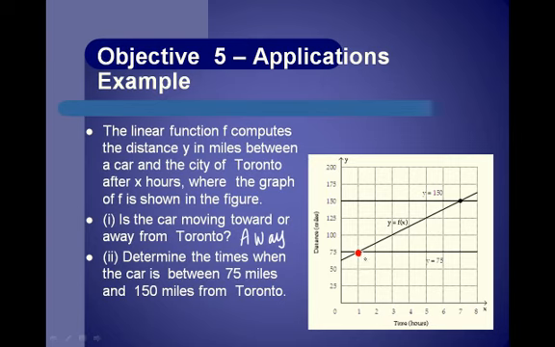Notice your distance here is 75. Your distance here is 150, so from time 1 hour to time 7 hours, the car is between 75 and 150 miles from Toronto. So we could write that as 1, 7, and I'm going to use brackets because at 1 hour the car is equal to 75 miles away. I'll use the brackets to show that it works for 1 and 7.